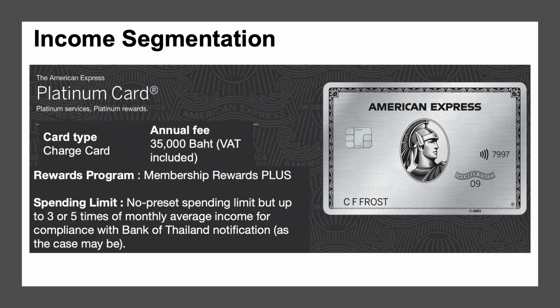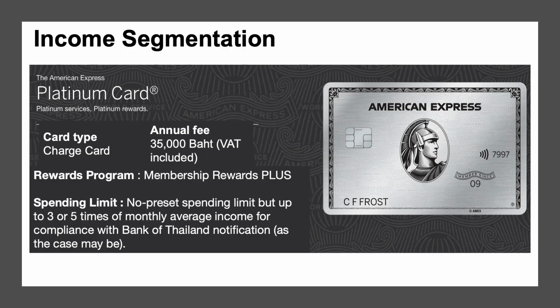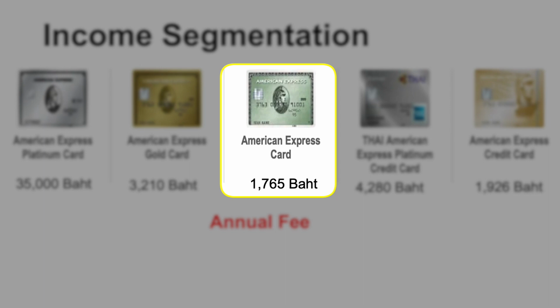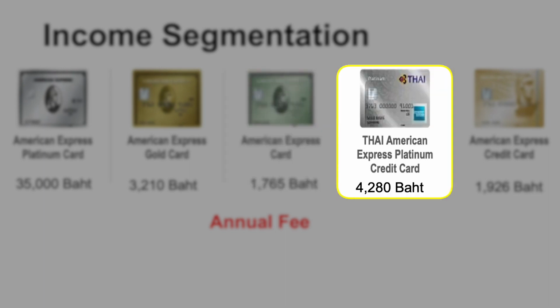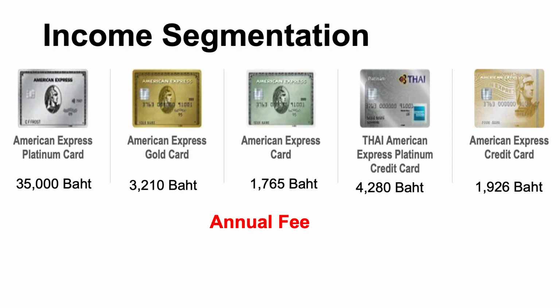An American Express Platinum card costs members around $550 per year. It comes with perks such as special airport lounge access, airline fee credits, Uber credits, and many other services they offer. In Thailand, the annual fee may range up to 35,000 Thai baht. So, other credit cards offered by the company are the American Express Gold Card, the American Express Card of 1,765 baht, or the Thai American Express Platinum, Thai Express Credit Card. So, at varying annual fees, the customers can choose the type of credit card they are qualified for.